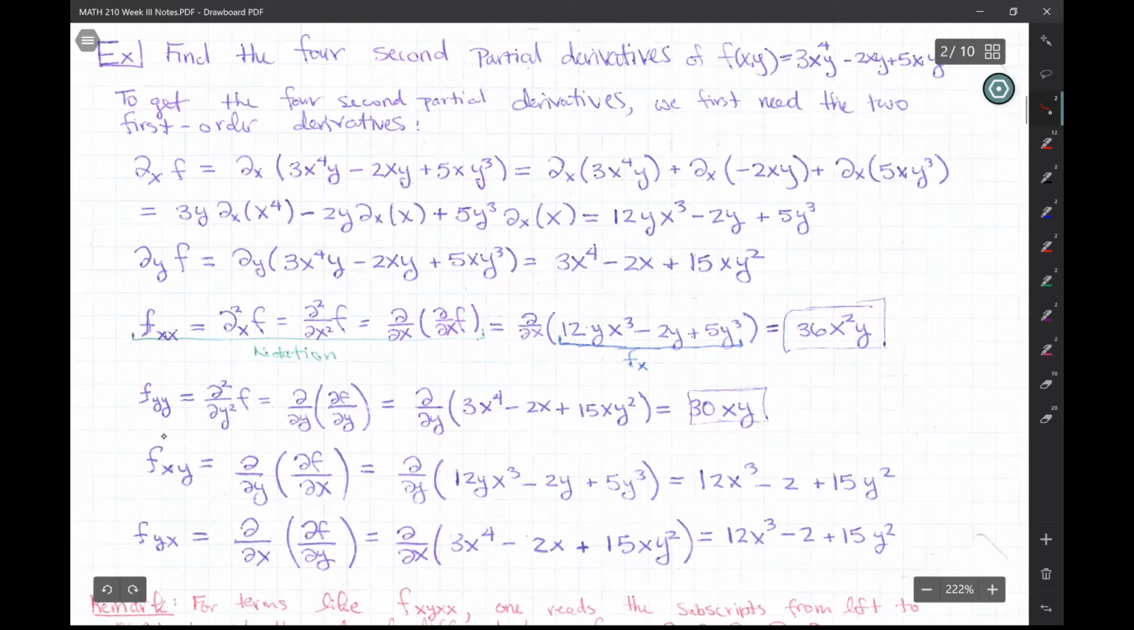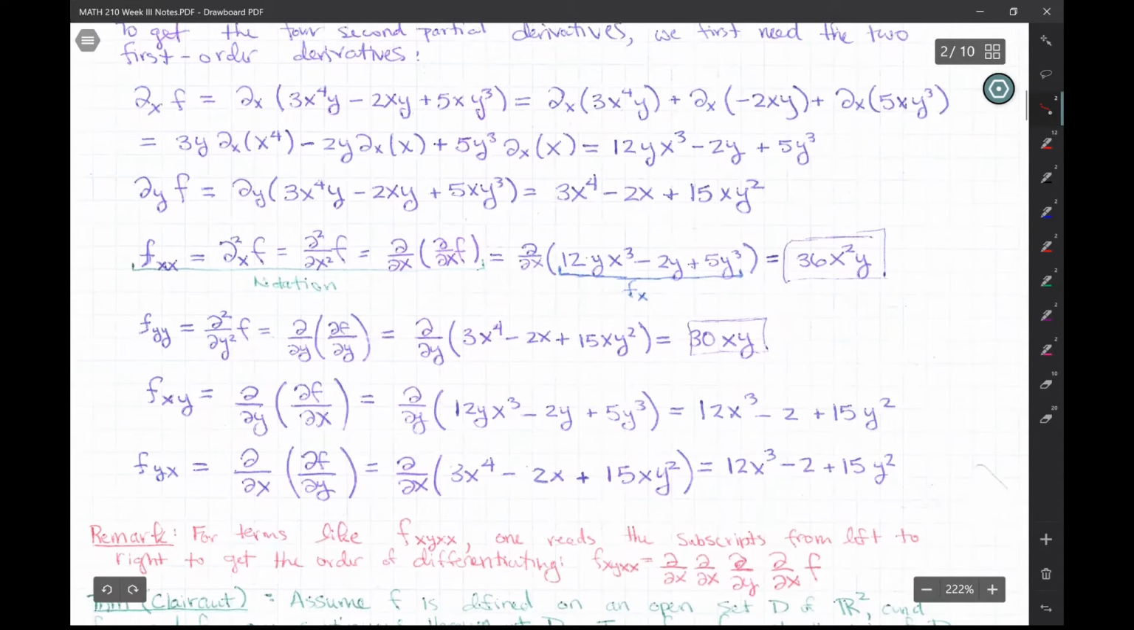We do the same thing with respect to y. What is the second partial derivative with respect to y? Well, it's the partial derivative with respect to y of the first partial derivative with respect to y. So this is the same as that. Okay? Now when you take that partial derivative with respect to y, you're left with that term here.